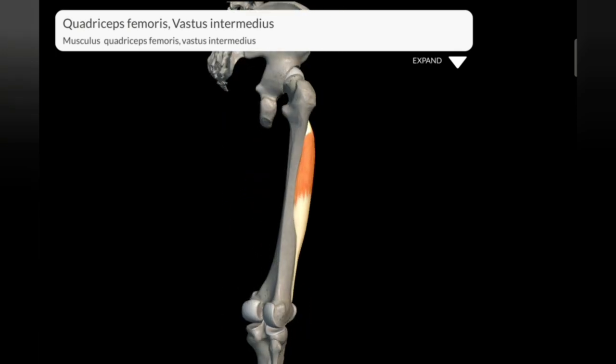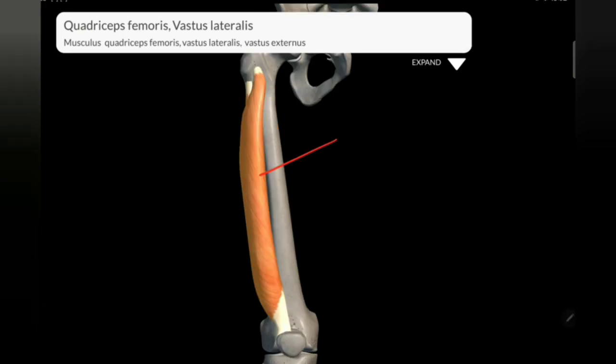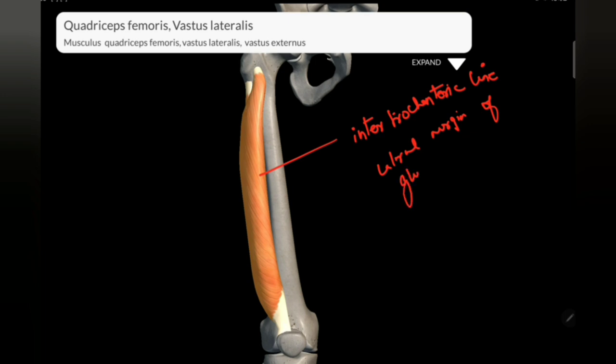Very clearly you can see this is the origin of vastus intermedius. Then we have the vastus lateralis. They say that the origin of vastus lateralis comes from the intertrochanteric line, which we have seen already. Then it also comes from the greater trochanter, and from the lateral margin of gluteal tuberosity.